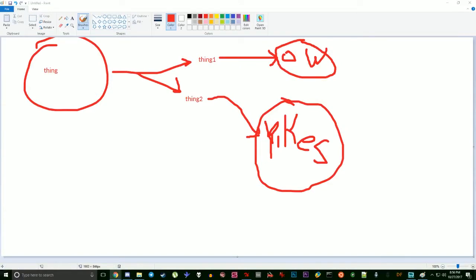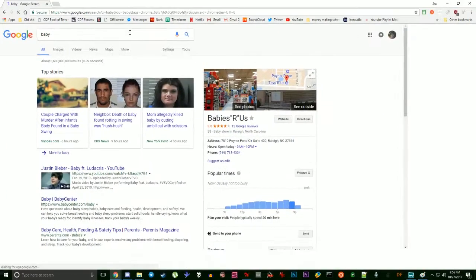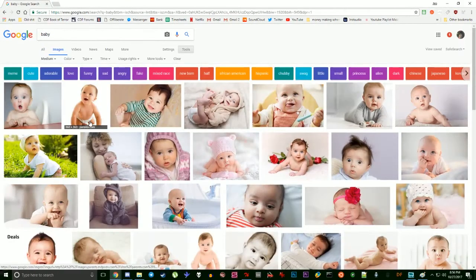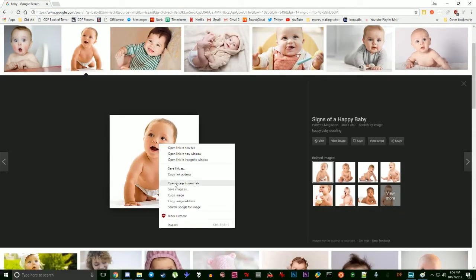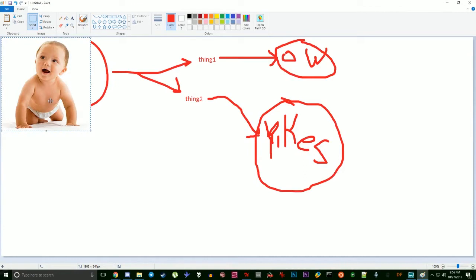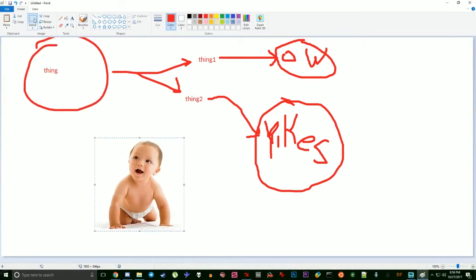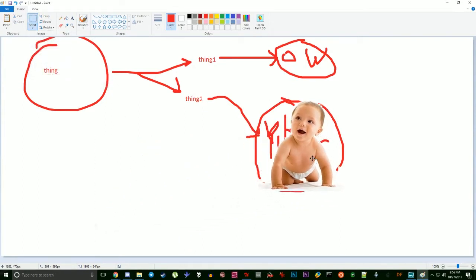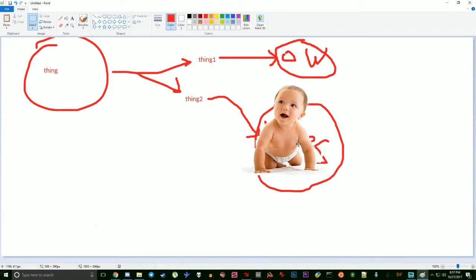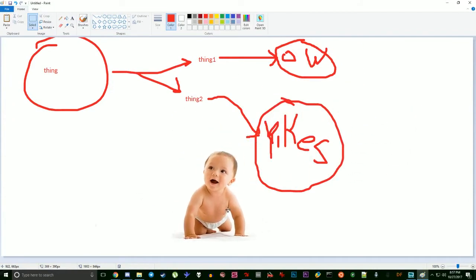So I'm gonna look up baby pictures real quick. Okay, that's exactly what I want. Okay, there we go. So I want the baby in here, right? So we bring in the baby. We make a transparent selection right here. There we go. That's really nice, actually. Okay, so we get the baby in here, right?